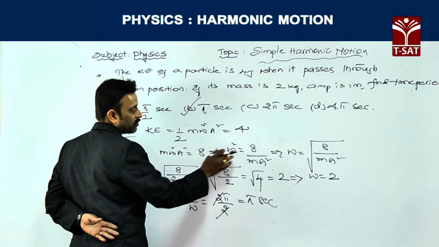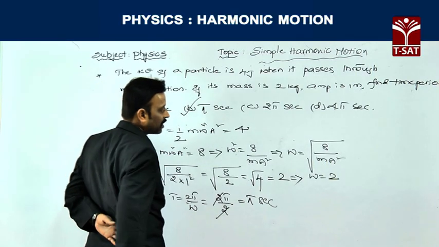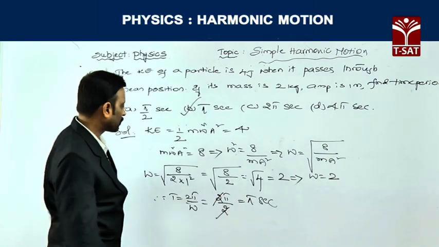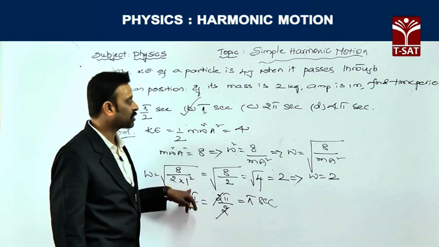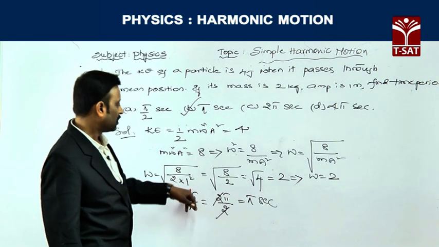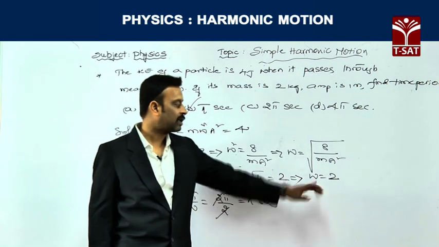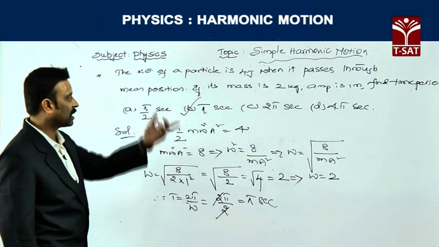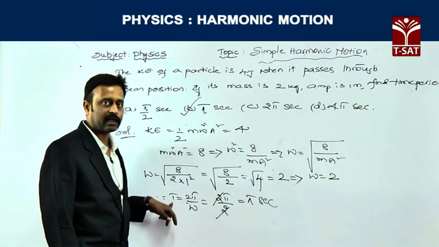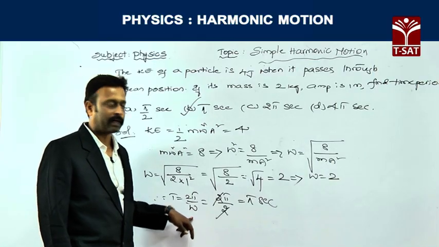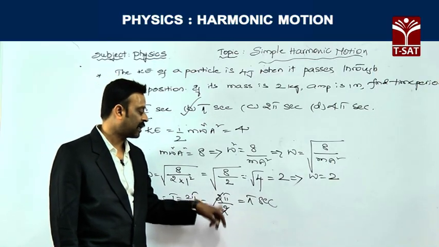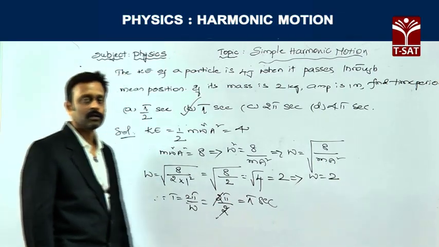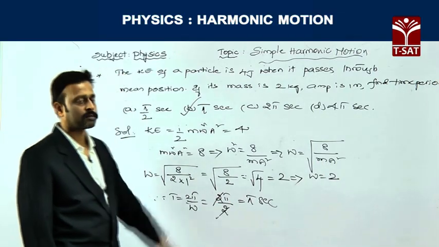From this, omega square is equal to 8 by m a square, omega is equal to under root 8 by m a square. Substituting the mass and amplitude, when you simplify, you are getting the angular velocity as 2. As you are asked to calculate time period, we know time period T is equal to 2 pi by omega. Substitute the value of omega and cancelling 2 in numerator and denominator, we are getting the value of time period as pi seconds. Second option is correct one.